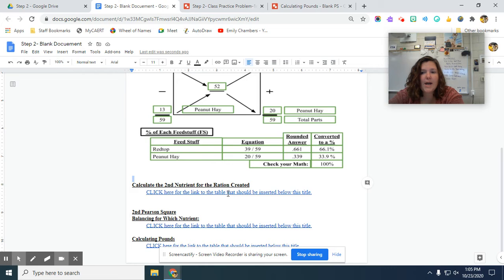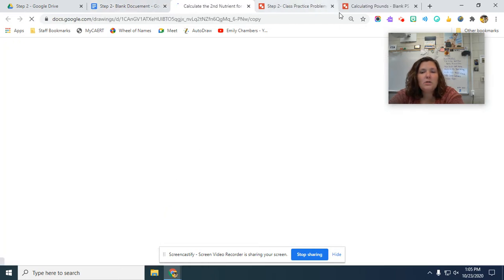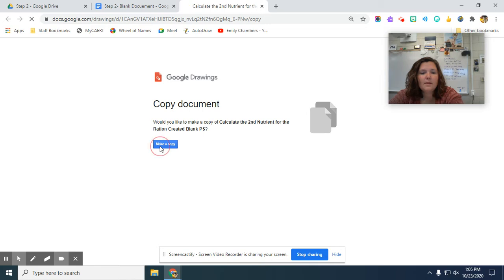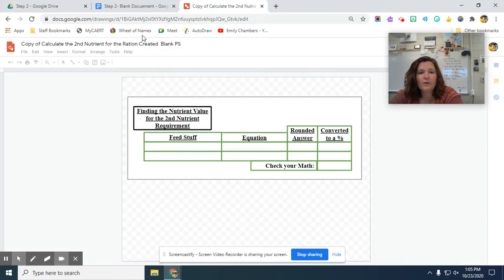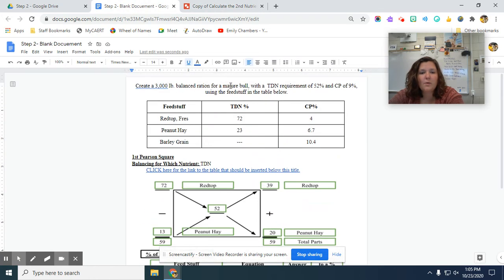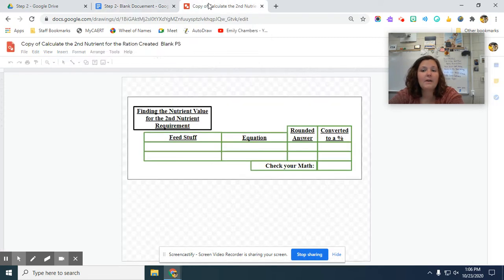Okay. So now we have our balance. We have our TDN balanced. Okay. But what we need to do now is we need to see if it meets the crude protein requirements. Because if you remember back in our problem, we're balancing for two things. So we just balanced for TDN in this table right here, but now we need to balance for crude protein. So we're going to take a look back at our two feed stuff that we use and see if their crude protein is adequate.